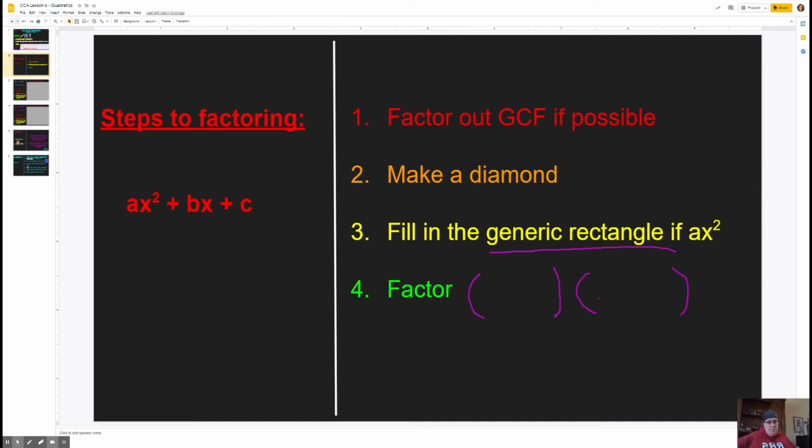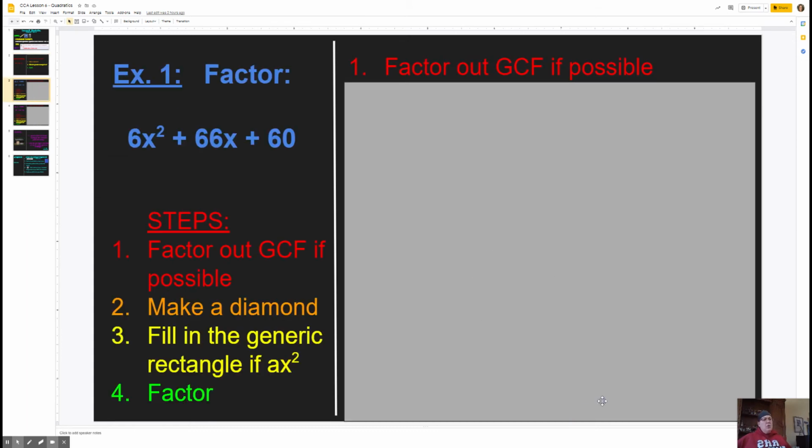All right. Most of you have your hands up, so go ahead and put your hand down, please. We'll move on to our first example, I should say. So here's our first example. We're going to factor 6x squared plus 66x plus 60. And again, here on the left-hand side, this is just a reminder of those steps. We're going to factor out the GCF if possible. We're going to make a diamond. We're going to fill in a generic rectangle, and then we're going to come up with our factors.